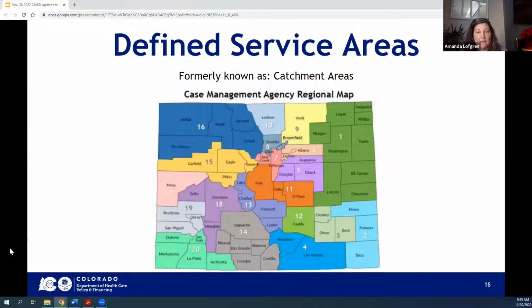Before we get there, let me talk a little about the defined service areas. In the future, we'll have single case management agencies serving all people, regardless of their disabilities, within their contracted case management area, what we're calling a defined service area. It took us about a year and a half of work to get through this process, because currently for our single entry points we have 24 catchment areas, and with our community centered boards we have 20 catchment areas, and they don't align.